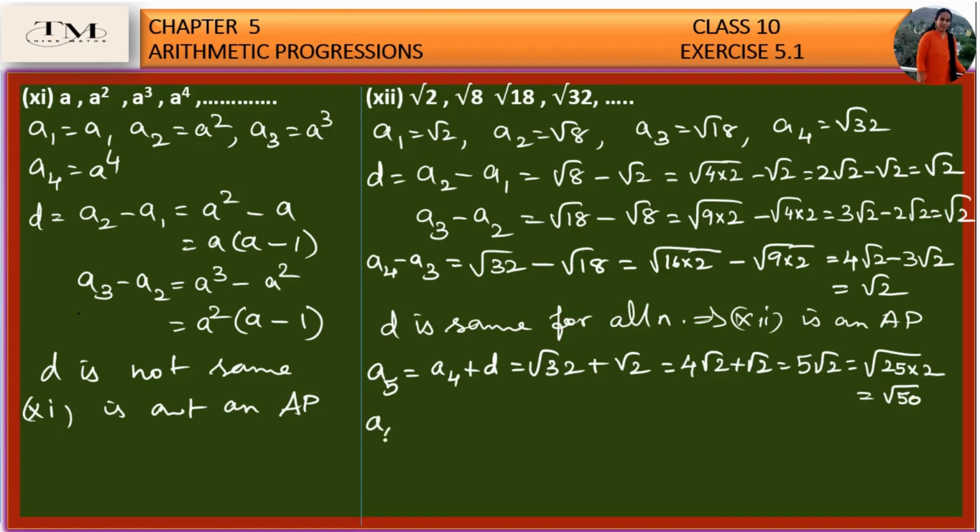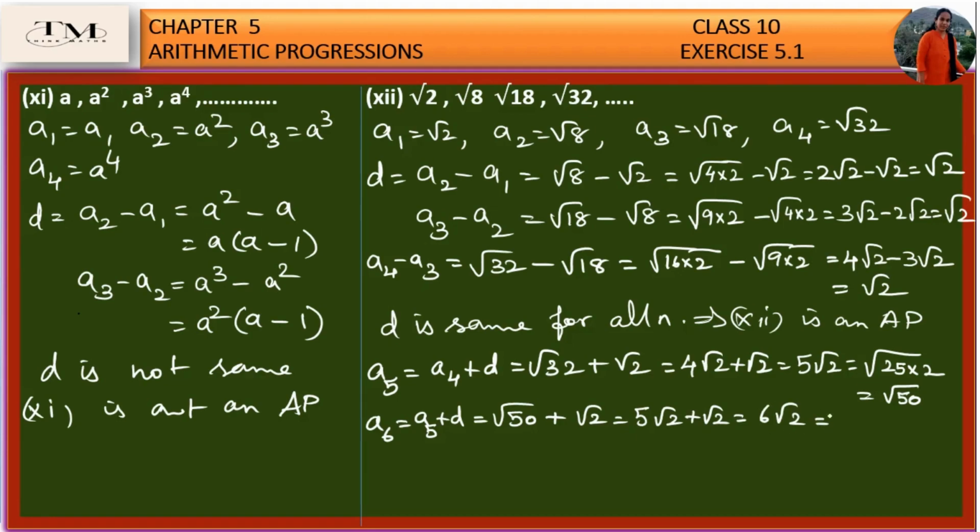Next, A6, which is A5 plus D. What is A5? It is root 50 plus D. D is root 2. Root 50 is nothing but 5 root 2. So 5 root 2 plus root 2. So 5 plus 1, it is 6 root 2.